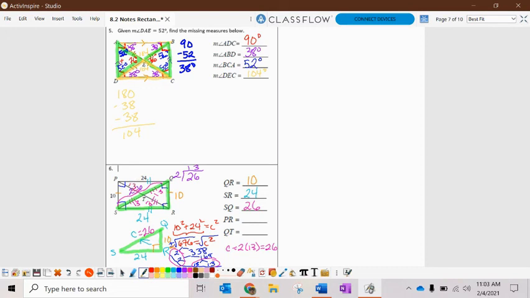Okay, so they want the measure of PR. That's the other big diagonal. That other big diagonal will also be 26 units. And then QT is one of our little pieces. We said when we divided the big diagonal in 2, we got that those little pieces were 13 units each. Okay, and that's our examples with rectangles.